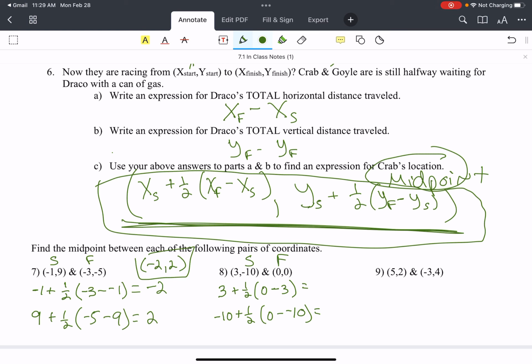Is it -5? The last one is good. What's the first one? 1.5. You got it. So then, my halfway point. I see. Okay, try one on your own.